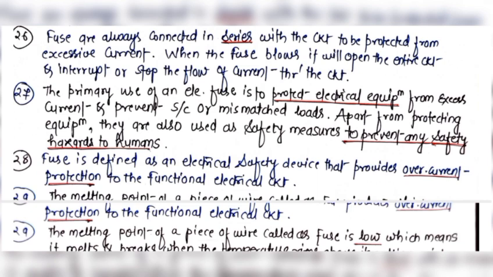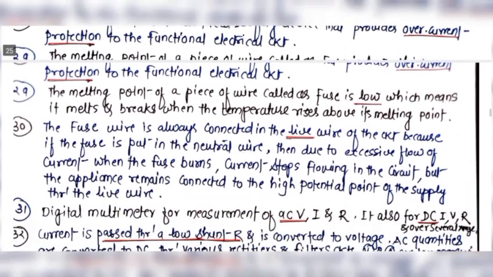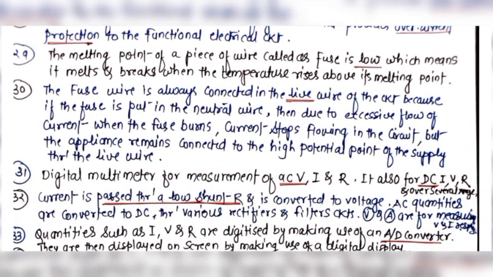The primary use of an electric fuse is to protect electrical equipment from excess current and prevent short circuit or mismatched loads. Apart from protecting equipment, they are also used as safety measures to prevent any safety hazards to humans. Fuse is defined as an electrical safety device that provides overcurrent protection to the functional electrical circuit.